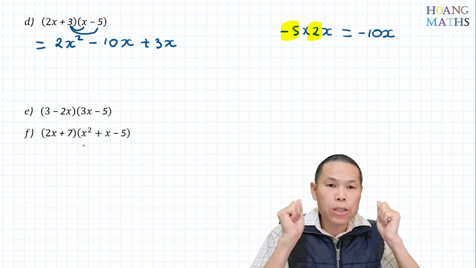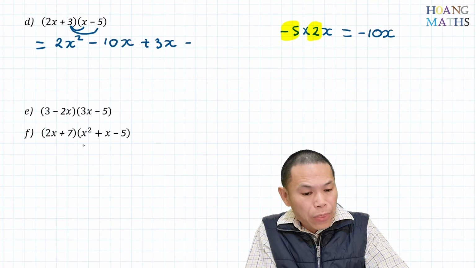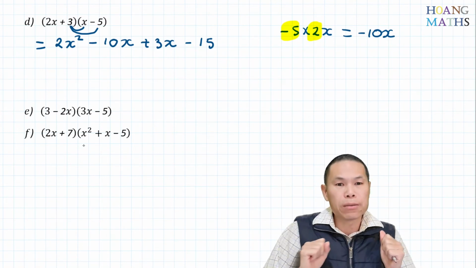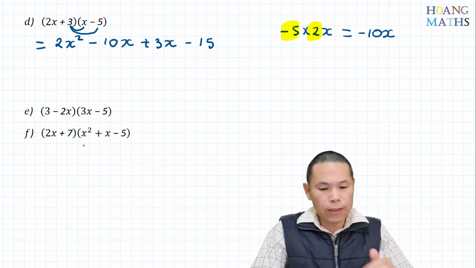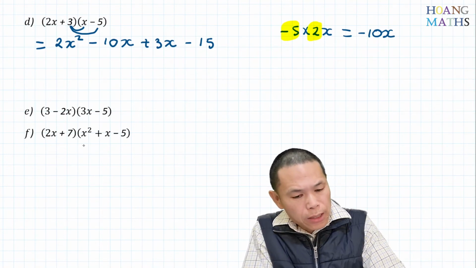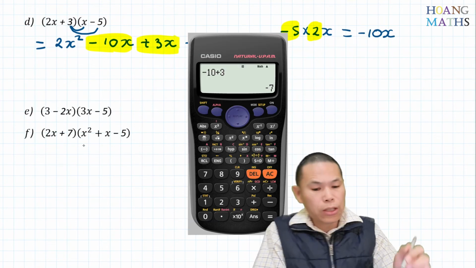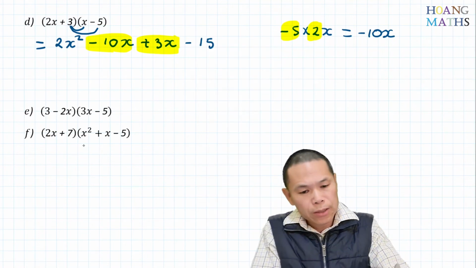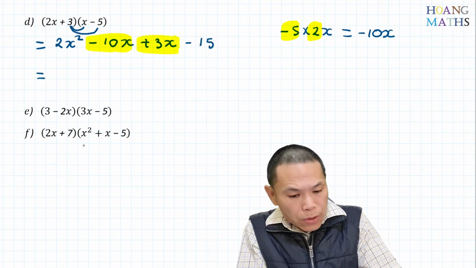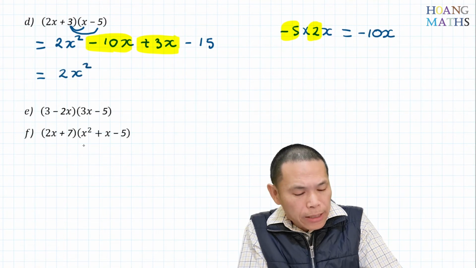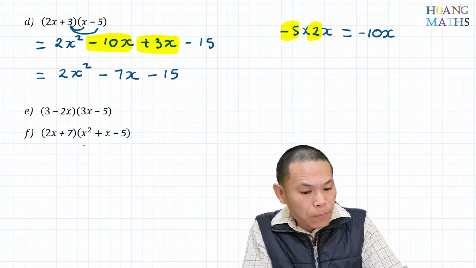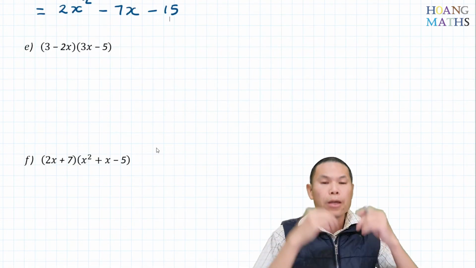And then we go 3 times negative 5. So negative times a positive gives you a negative. So just write this down. And 3 times 5 is 15. Again, not sure, put on your calculator, 5 times negative 3 or 3 times negative 5. Doesn't matter. Okay? So you should get negative 15. Now I just collect like terms. So this here is like terms. So negative 10 plus 3 should give you negative 7. So we go equal to 2x squared, and then this minus 7x, and then the negative 15, just write minus 15. There you go.